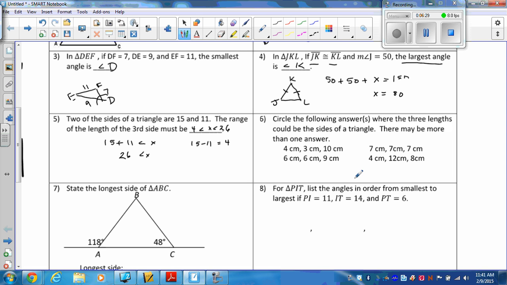In number 6, 3 lengths that could be the sides. So circle the following answers. So we do have to check all 3 of them. So remember what we do is 4 plus 3 is greater than 10.